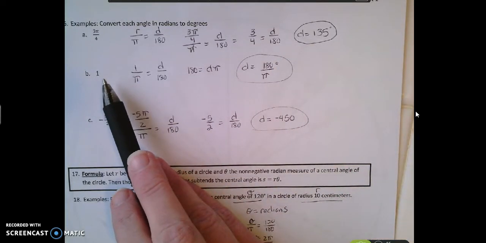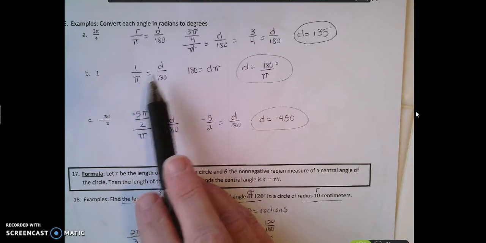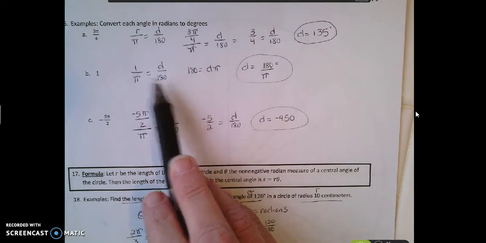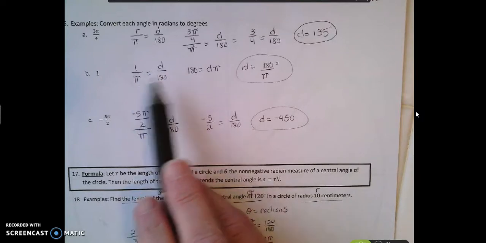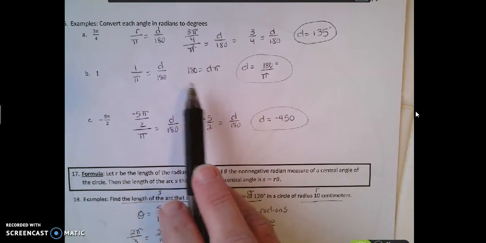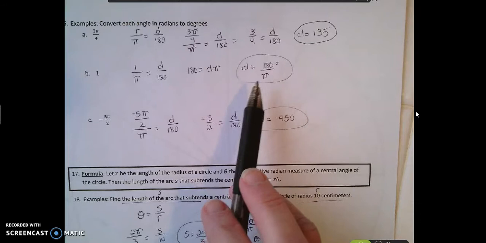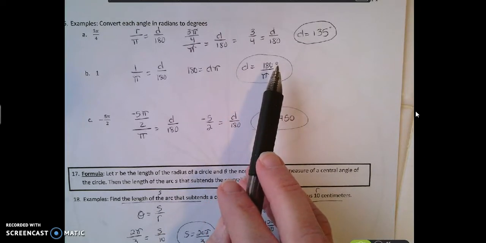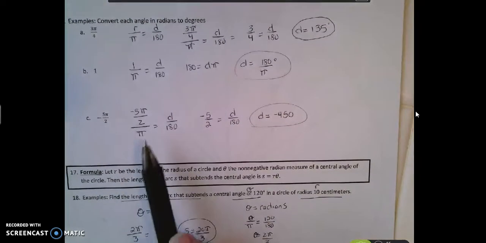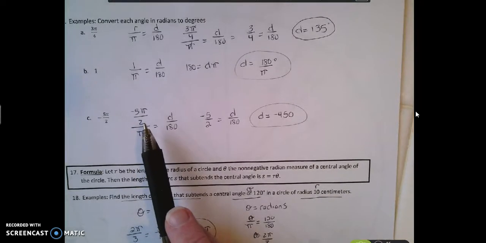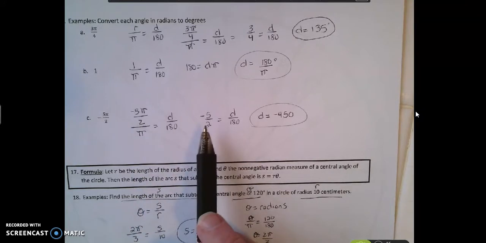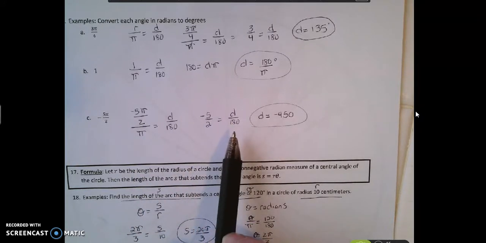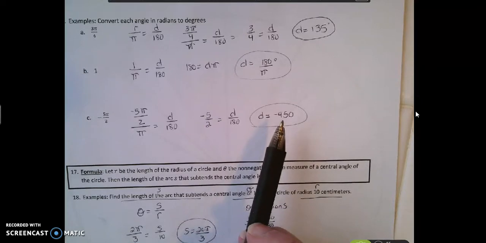Now in this case, 1 is my radian measure, not my degree measure, so I have 1 over pi equals degree over 180. When I cross multiply, I get 180 equals pi times d, and then I divide by pi, so 180 divided by pi is my degree measure for that angle. Last one, negative 5/2 pi over pi. The pi's cancel out, I'm left with negative 5/2 equals degree over 180. Cross multiply and I get negative 450.